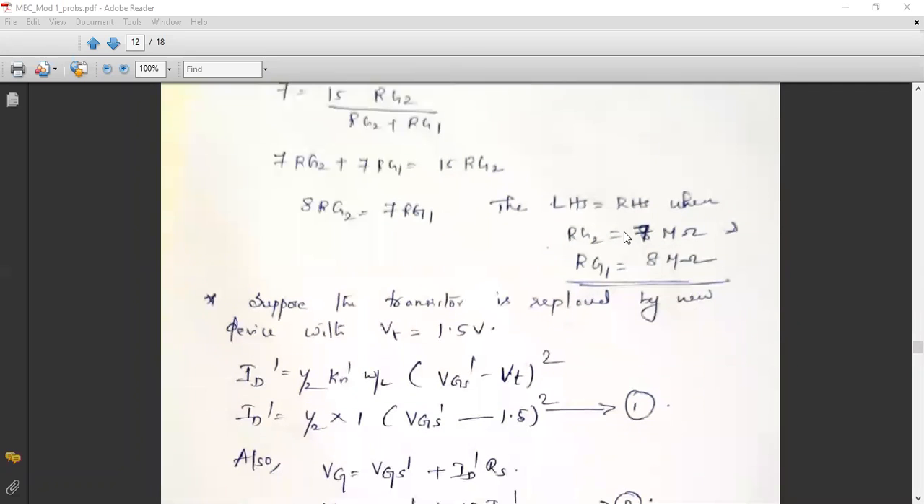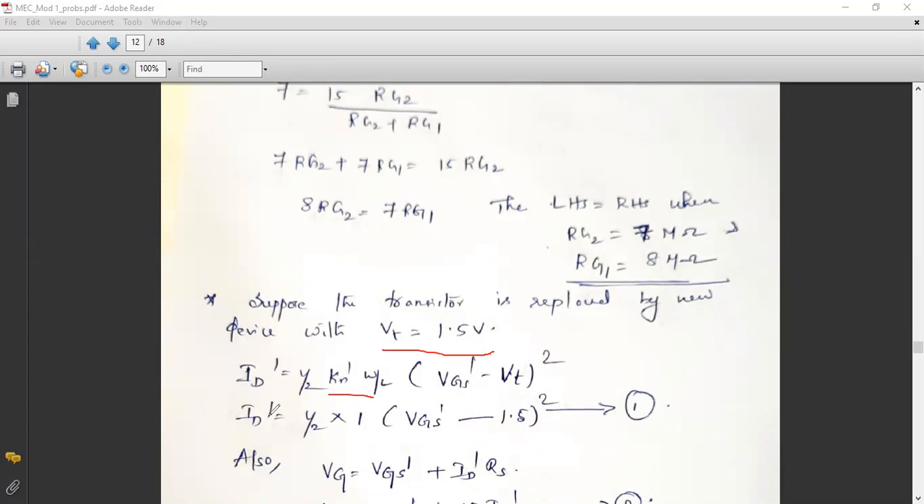In the second part of the question, what we are going to do is replace this transistor with a new device or new transistor whose threshold voltage is 1.5 volt. So again, we are using NMOS, same kind of device, but you are using a different threshold voltage, but same Kn dash W by L. There is no change for Kn dash W by L. Obviously, if VT is changing, ID will be changing, right? So for that, I'm using ID dash.